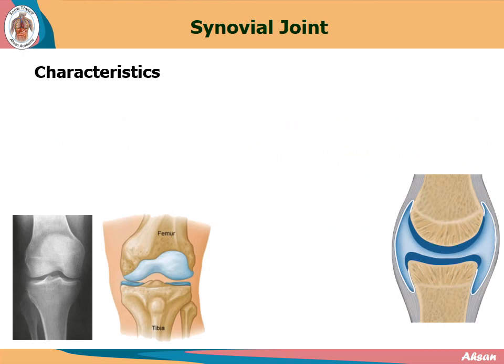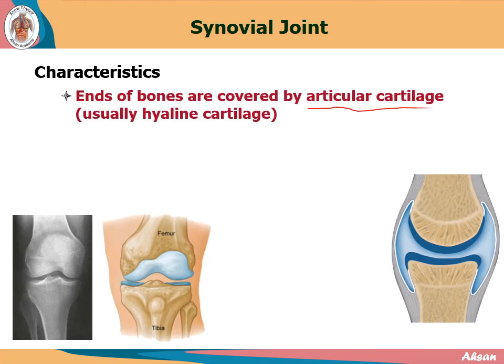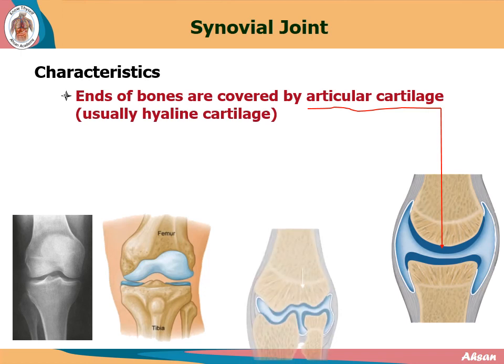What are the characteristics of synovial joint? You see the participating bones have articular surface. So ends of the bone that are taking part in the joint formation are covered by cartilage. These are usually hyaline cartilage known as articular cartilage.